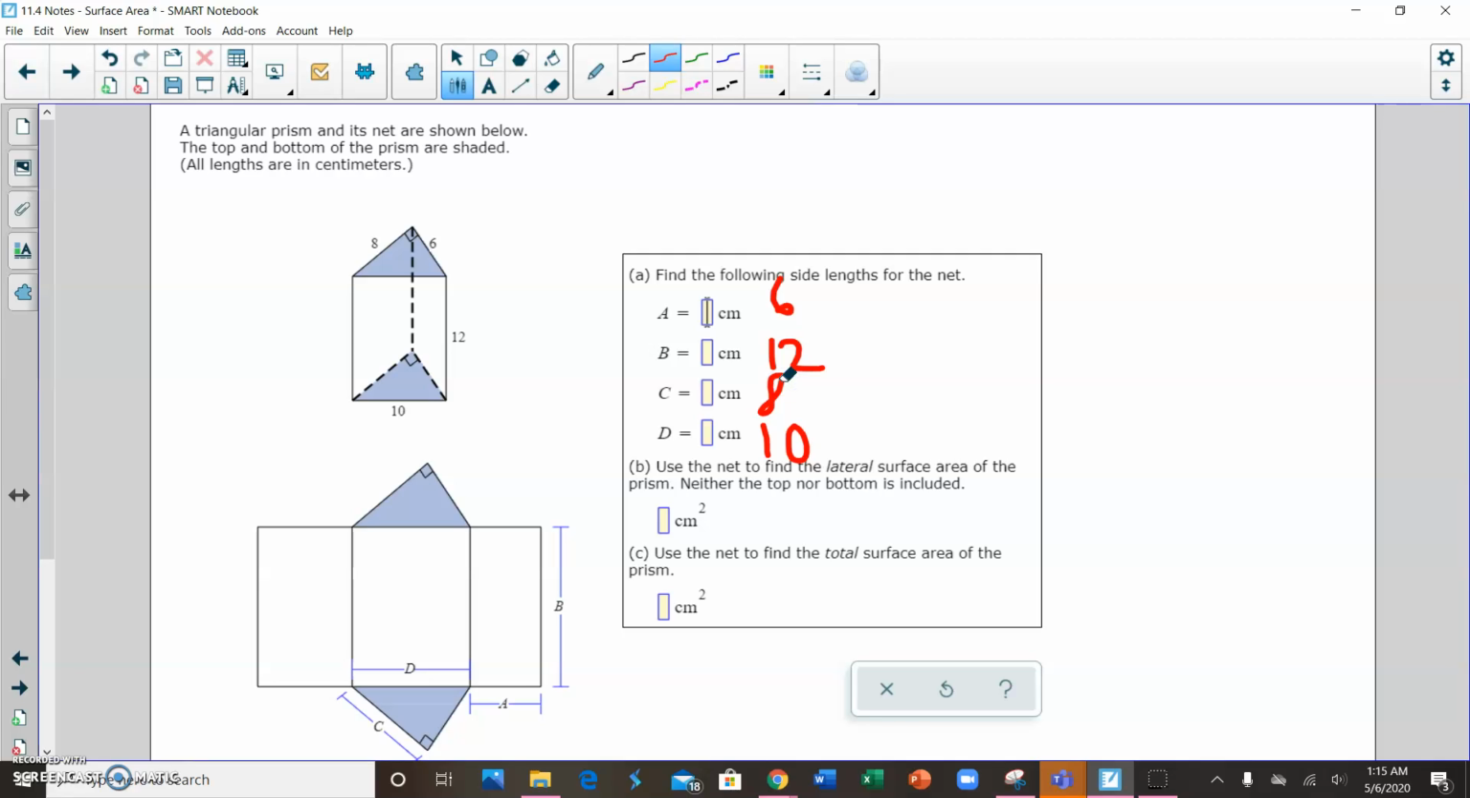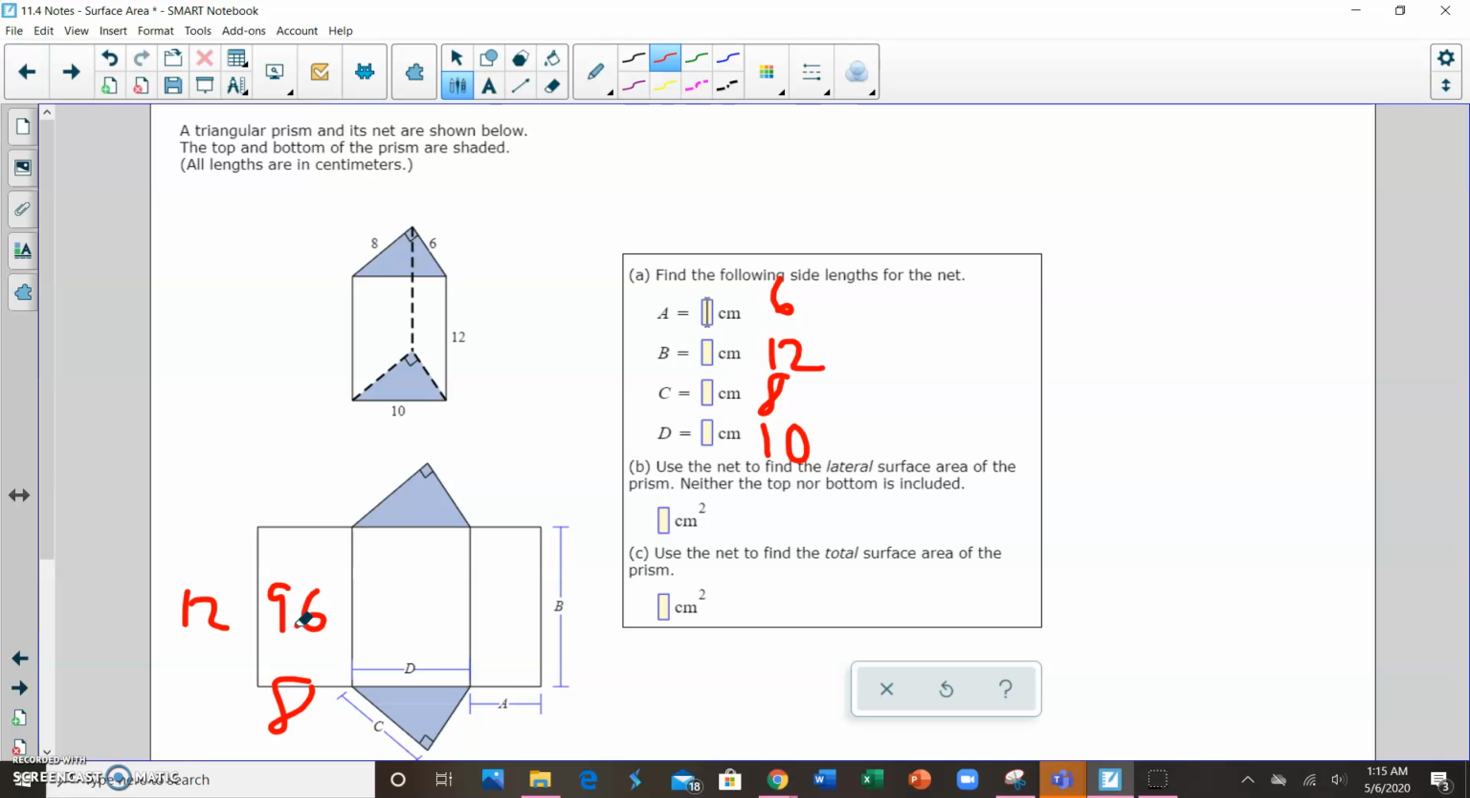Okay, so to find the lateral area, we find the area of those three rectangles. So this rectangle is a 12 by 8. So I believe that's 96. I hope that's 96. 80, 16, yep, 96.